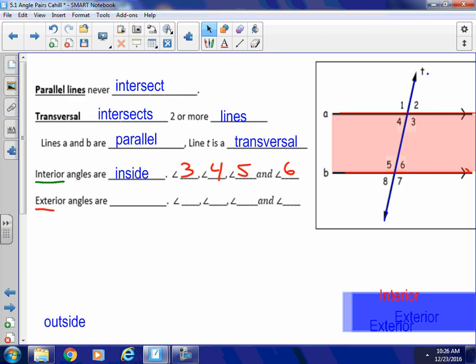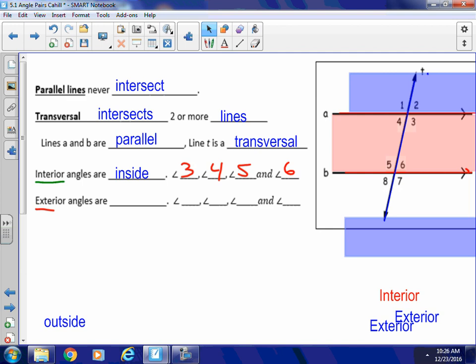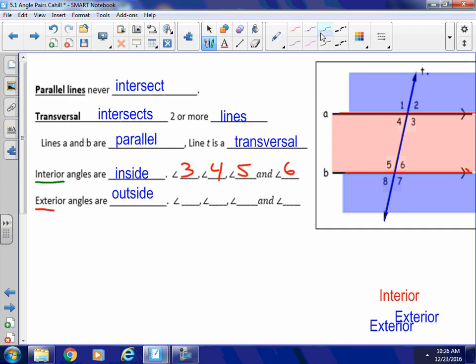Now let's talk about the exterior angles. Those would be the other 4 that are on the outside of the house, where they're not protected and the wind can get to them and it's cold. That's why I've made it blue. So they're on the outside of the picture, and those would be angles 1 and 2 in this case, and 7 and 8. All of those angles are on the outside.